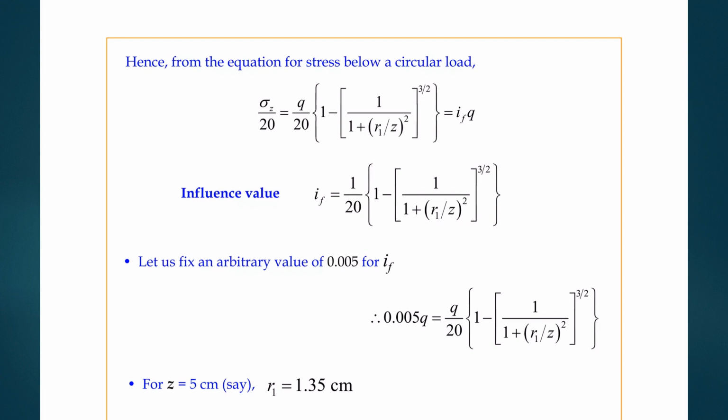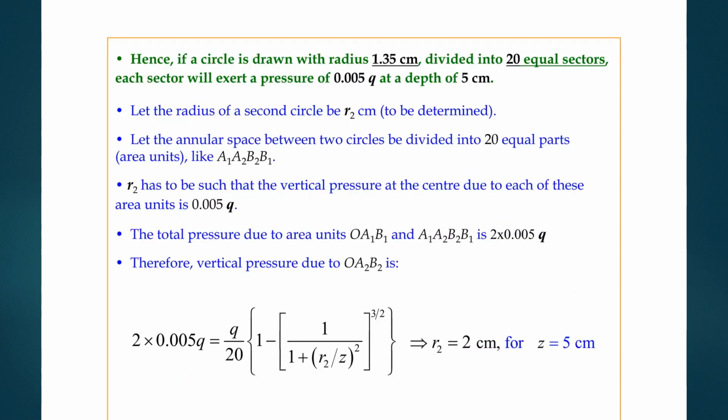Let us say, for example, for z equal to 5 centimeter, r1 will be 1.35 centimeter. Hence, if a circle is drawn with radius 1.35 centimeter and divided into 20 equal sectors, each sector will exert a pressure of 0.005 q at a depth of 5 centimeter. Let the radius of a second circle be r2, which is to be determined.